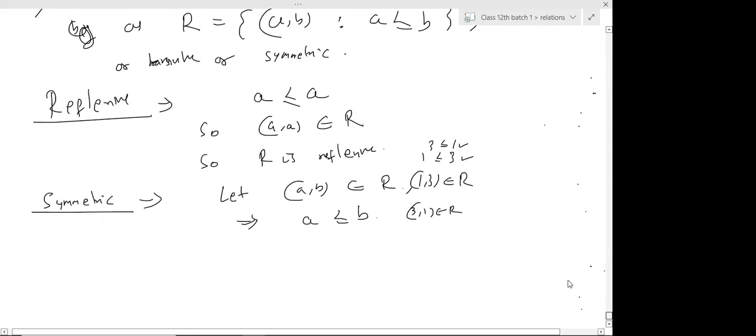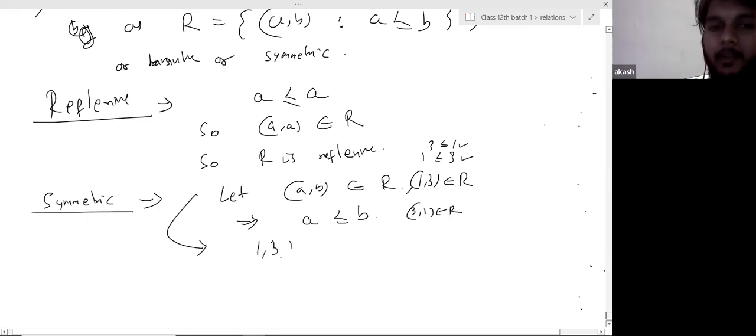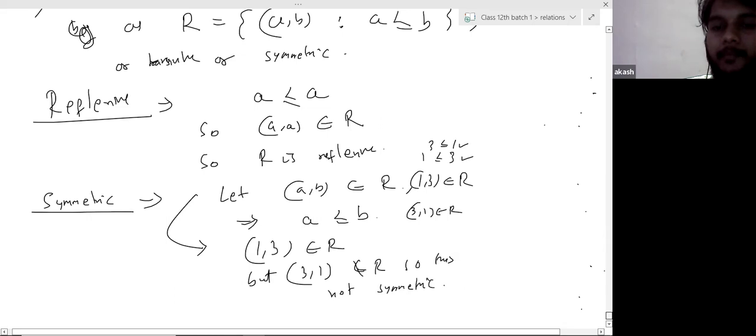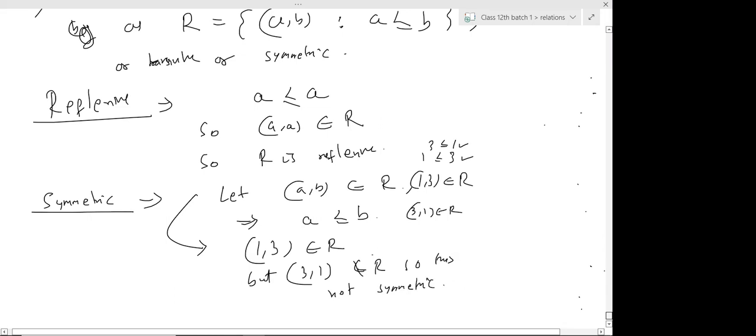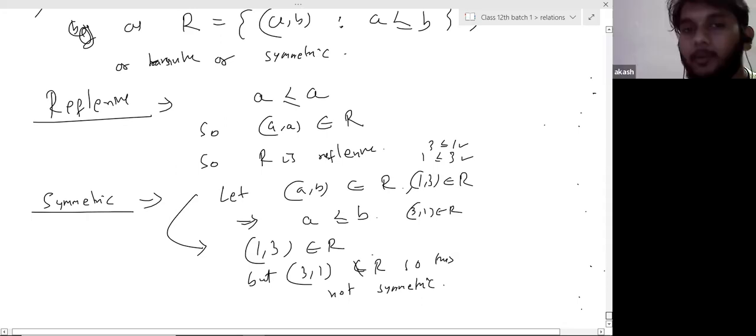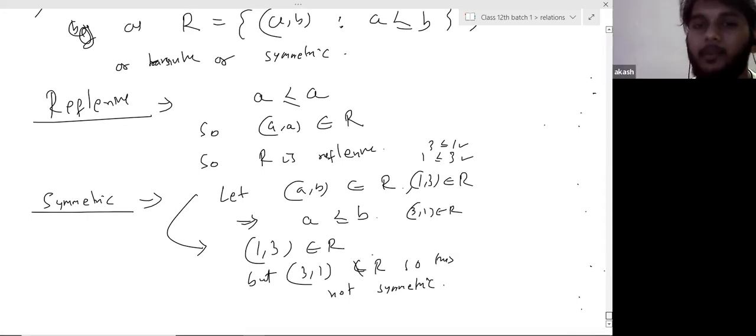Yes, sir. So we just have to write one example here. So we can say (1, 3) belongs to R, but (3, 1) does not belong to R. So this is not symmetric. But it is true for equal, right? Like if A is equal to B. Absolutely right. But I told you for something to be not symmetric, you just have to find one example. One is enough. All right.